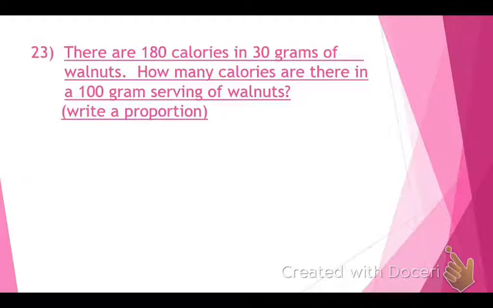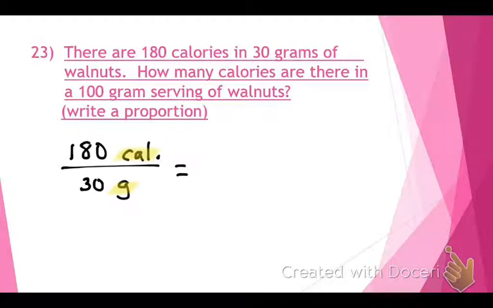So help me out. What should I do for my 2 fractions? 180 calories over 30 grams. Okay, 180 calories over 30 grams. That means there are 180 calories in 30 grams. And I want you to have your units attached right there, because when we set it equal to something else, you've got to have calories on top and grams on bottom. So what should go on top? X over 100 grams. Do you guys agree with her?